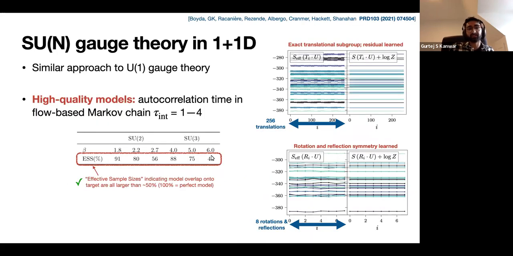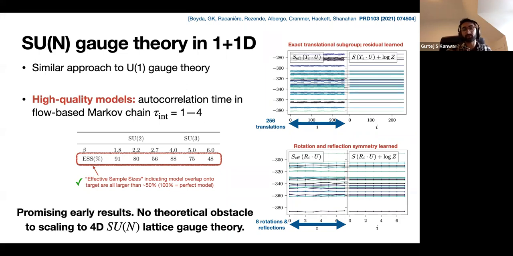And a similar result was achieved in SU(N). So there's quite a lot of detail here, but the important point is this effective sample size over 2 different gauge groups and a range of couplings remains consistently high, and 100% essentially corresponds to a perfect approximation of the target distribution. So the lowest we achieved was roughly a 50% approximation of the target distribution in this highest coupling SU(3) case. So quite an effective result in the 2D case. And despite the fact that these were performed in these low dimensions, there's no theoretical obstacle to scaling to the 4D case, which has, of course, phenomenological relevance. So that's something that we're interested in trying in the future.